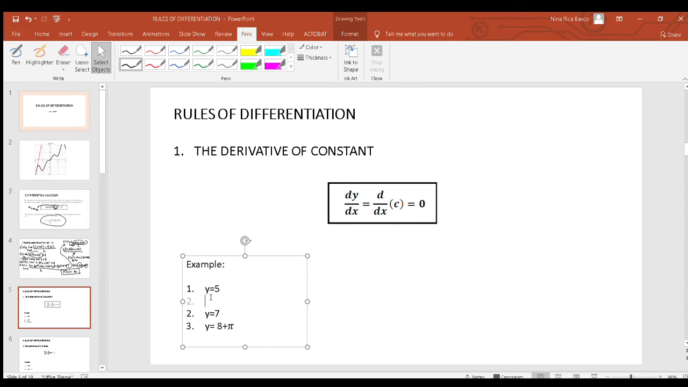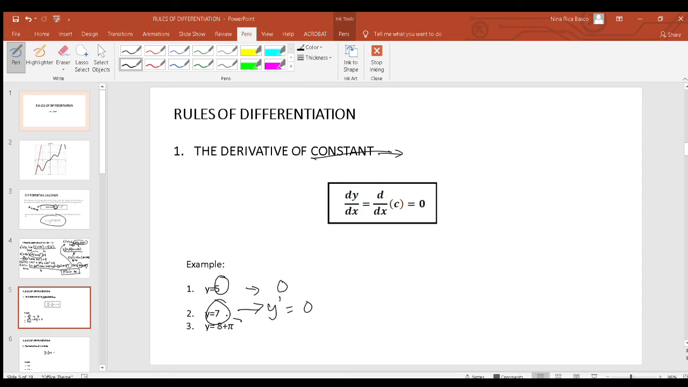For example, what is the derivative of 5? Of course, 0. Since 5 is a constant. Remember, yung constant natin is a number only. Walang variables or anything. How about number 2? 7. It is a constant, therefore the derivative of this is 0.